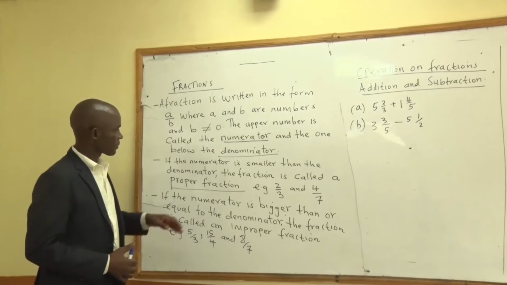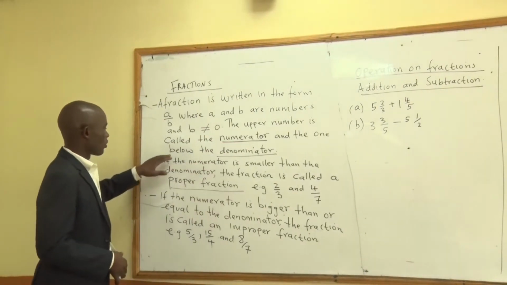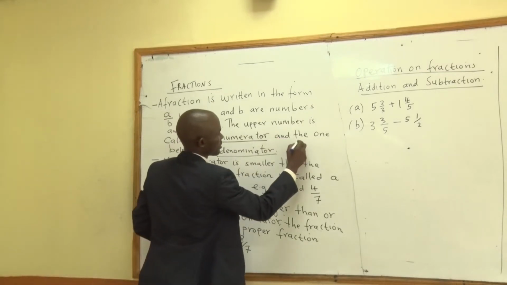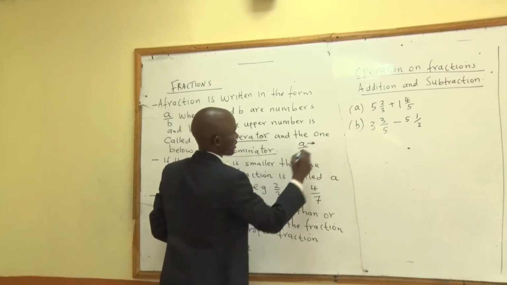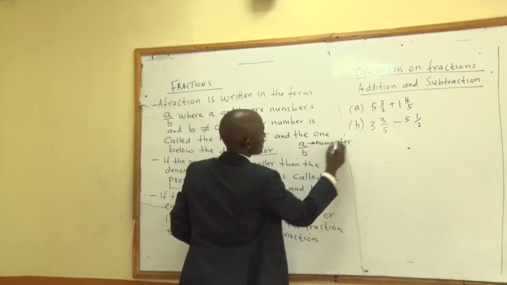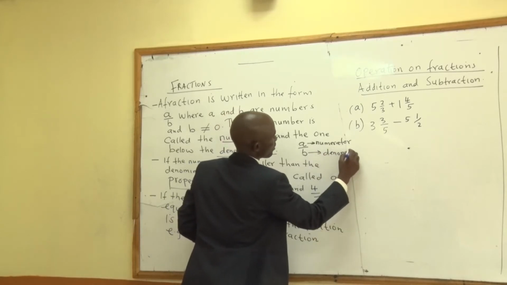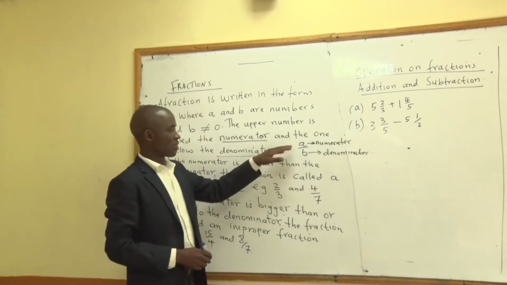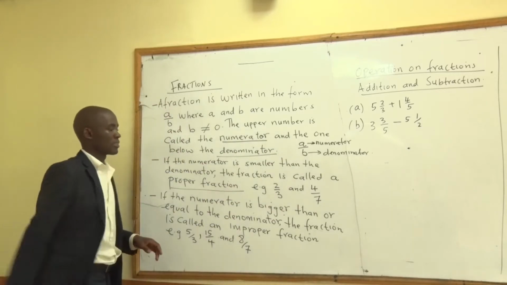The upper number is called the numerator, and the one below is the denominator. So basically, if you have a fraction in the form of A over B, then this one is the numerator, and this one becomes the denominator. So I'm saying the upper number is called the numerator, and the one below is called the denominator, like we have put it in the notes.